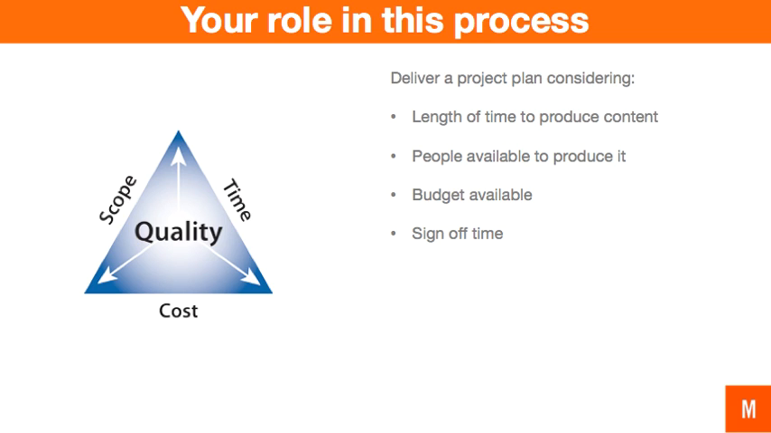Okay, so your role in this process, or what you're going to deliver once you've been through this training, is essentially a project plan. And what you need to take into account is how long is it going to take to create this content? What people need to be available to produce it, both from the agency side and the client side? What budget is available? That's going to determine how quickly you can create it, how detailed it is, how much research it is, how long it is, how beautiful it is. And then how long is it going to take to get both sign off within the agency and sign off at the client?